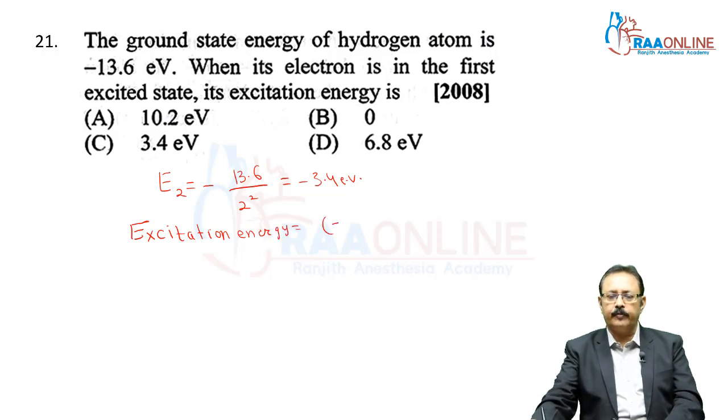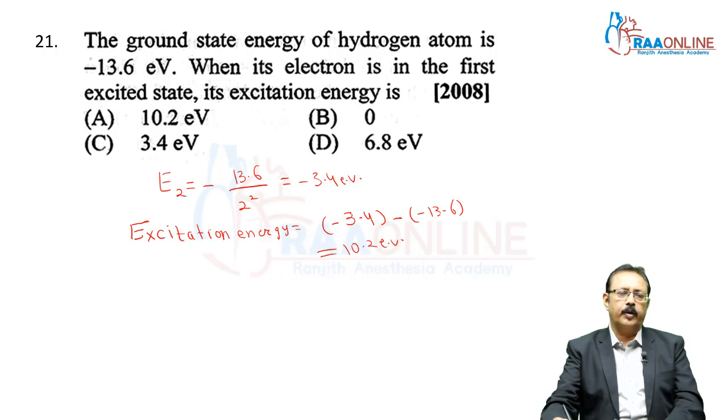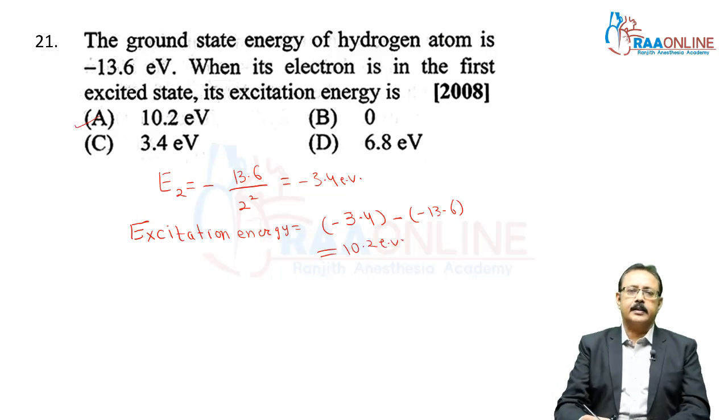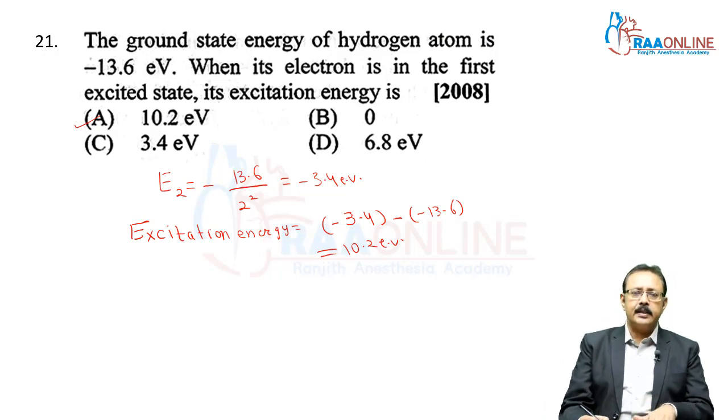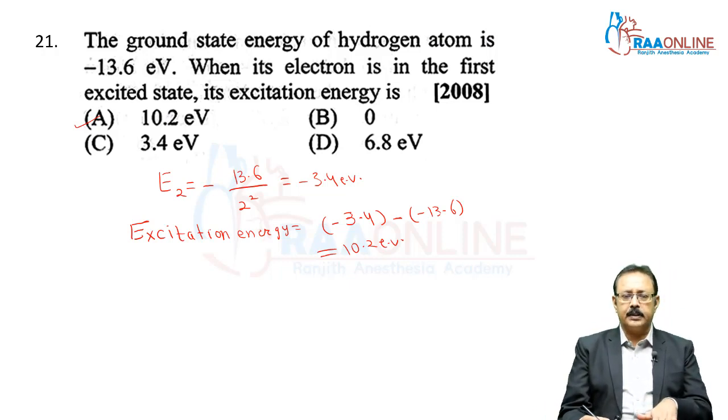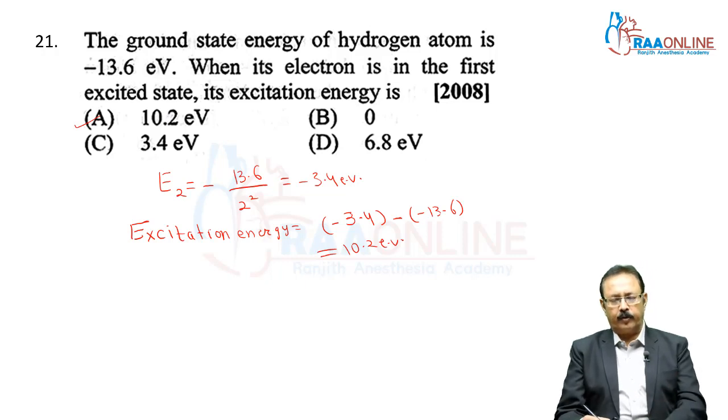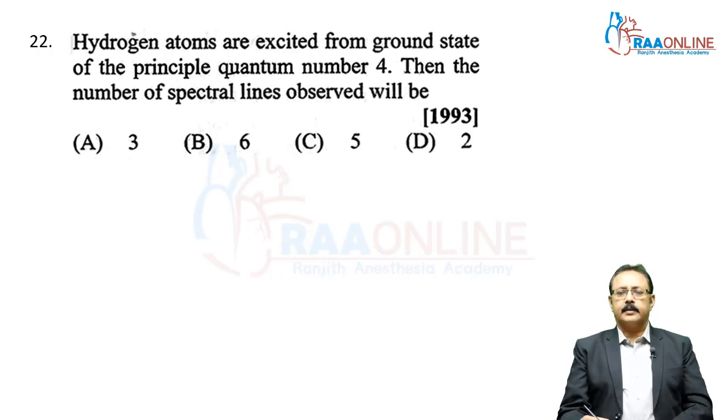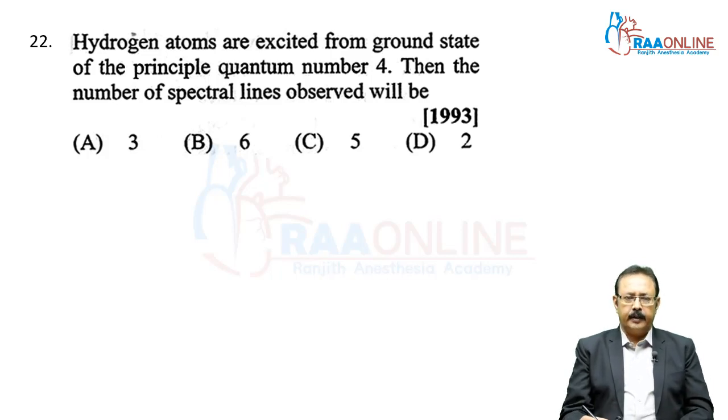So minus 3.4 plus 13.6 is 10.2 electron volt. So we are going with A. If they were asking what is the ionization energy from this state, then we would go with plus 3.4 electron volt.